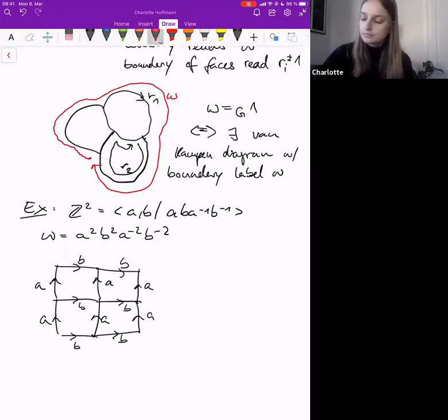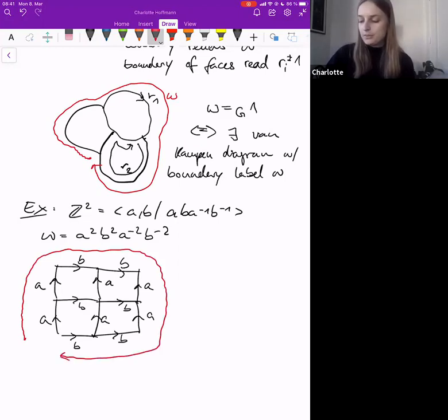And now, if I start reading from here, I read A squared, B squared, A to the minus 2, and B to the minus 2. So this is W, and therefore we know that W is trivial in the group.